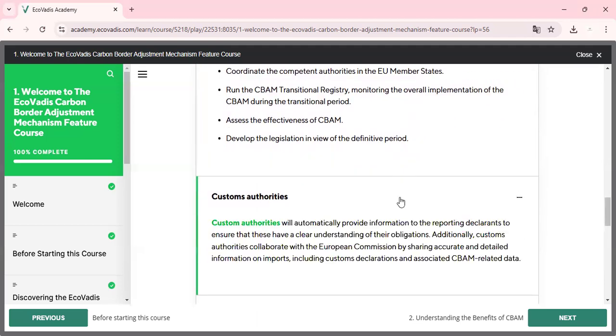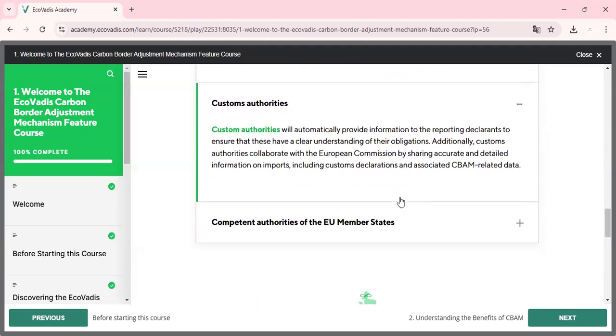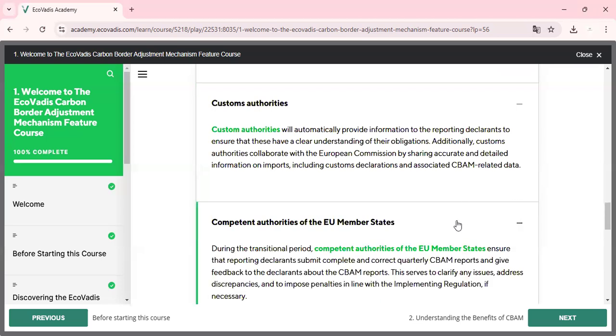Customs authorities will automatically provide information to the reporting declarants to ensure that these have a clear understanding of their obligations. Additionally, customs authorities collaborate with the European Commission by sharing accurate and detailed information on imports, including customs declarations and associated CBAM-related data.